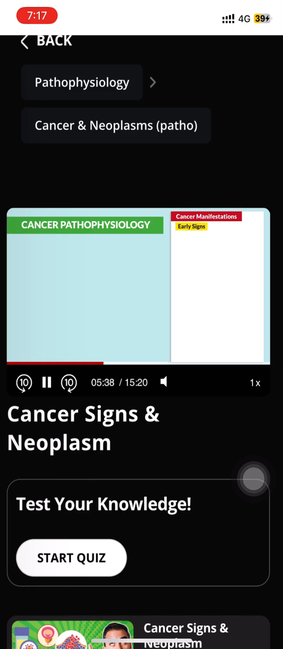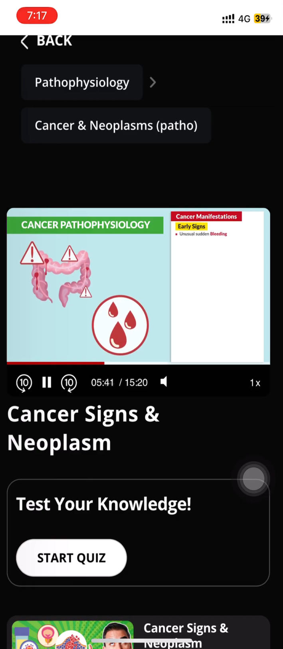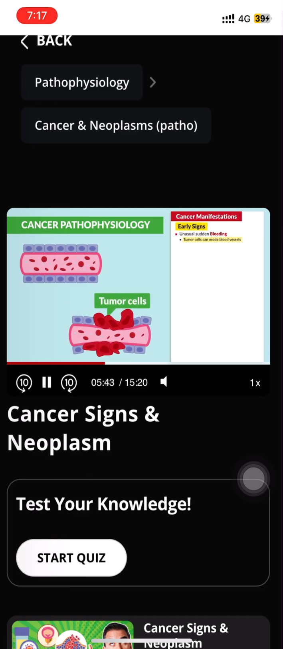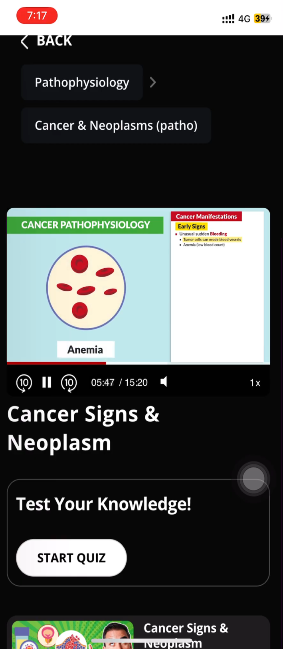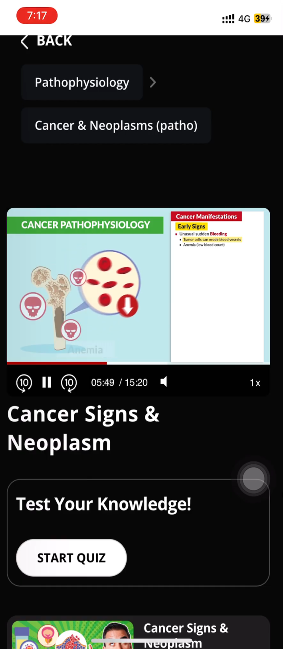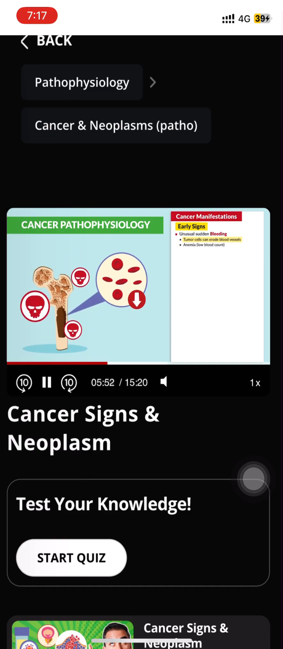Starting with the early signs. So number 1 is unusual bleeding. Tumor cells can erode nearby blood vessels, causing bleeding. And even anemia, that low blood count, as some cancer can affect bone marrow where those RBCs, or red blood cells, are made, reducing the production of blood.